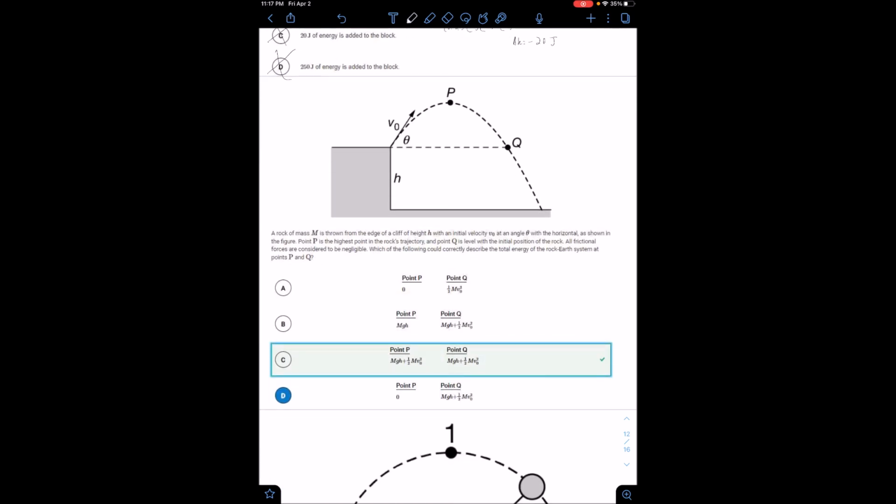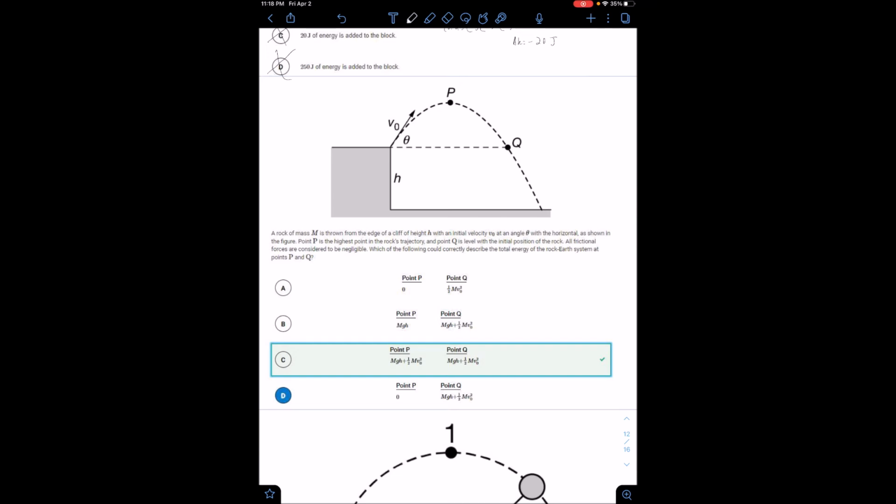Next problem. A rock of mass m is thrown off from the edge of a cliff of height h with an initial velocity v initial at an angle theta with the horizontal, as shown in the figure. Point P is the highest point in the rock's trajectory, and point Q is level with the initial position of the rock. All frictional forces are considered to be negligible. Which of the following could correctly describe the total energy of the rock-earth system at points P and Q?